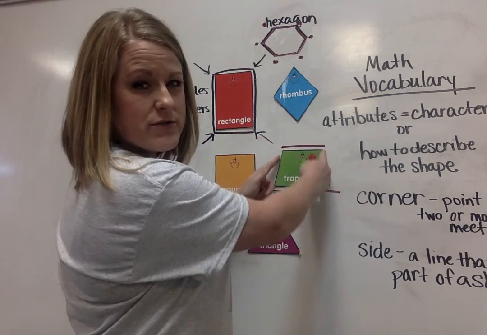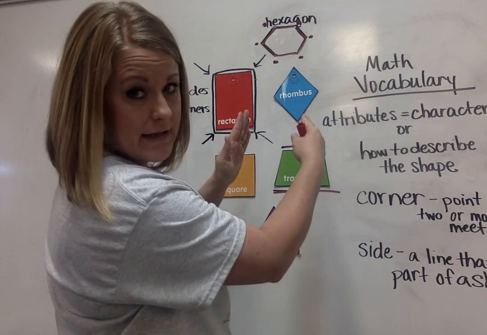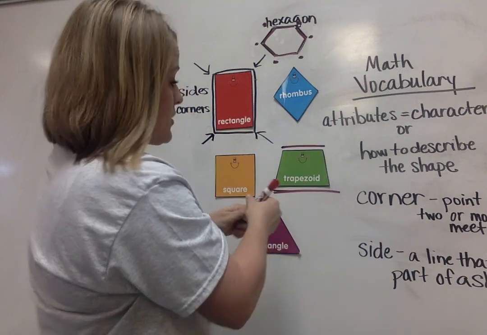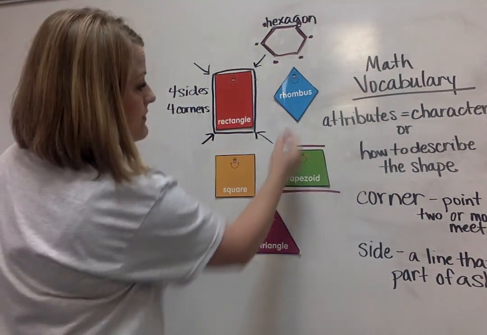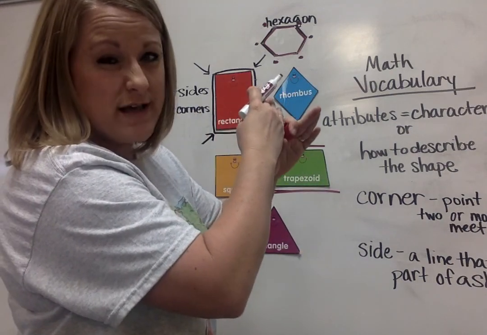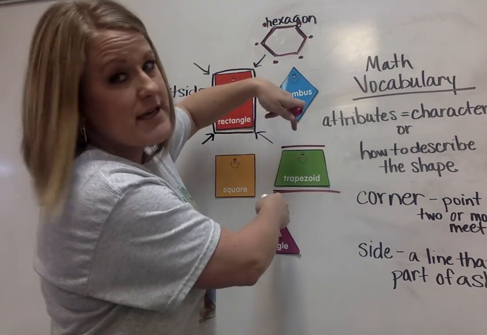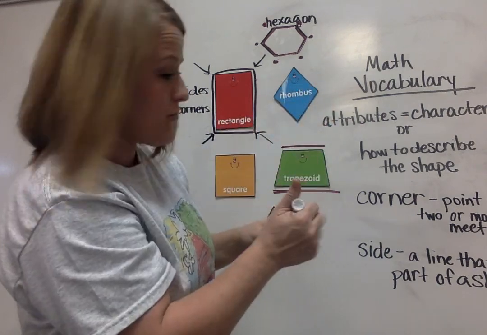You'll see that these two sides kind of angle in a little bit. Well, if we were to draw those lines, eventually those lines would cross. But these parallel lines would never cross. They would never cross each other.